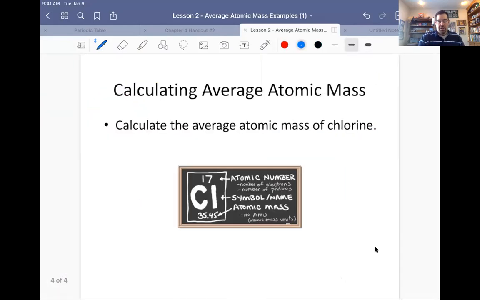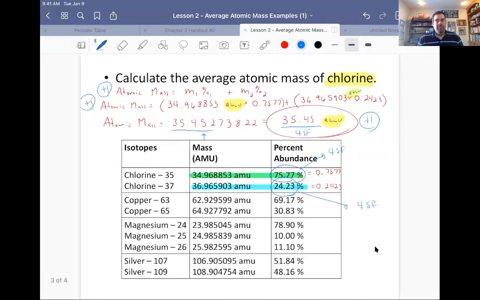Right. And so if we look on the periodic table, 35.45. Okay. How about any questions I can answer for you guys before I close up here for today?